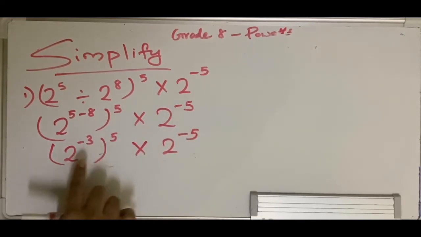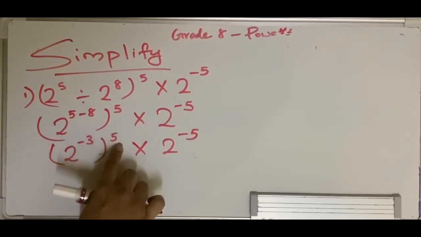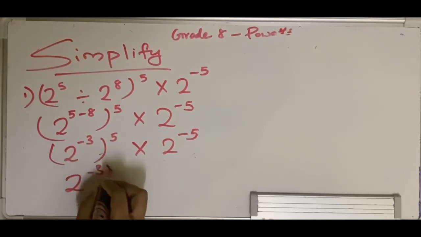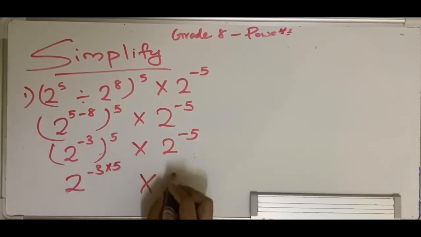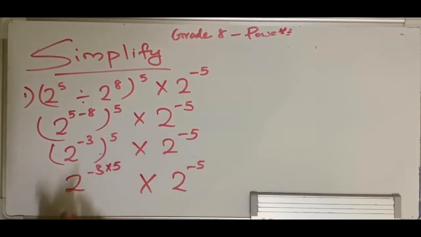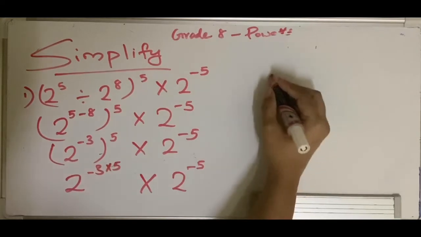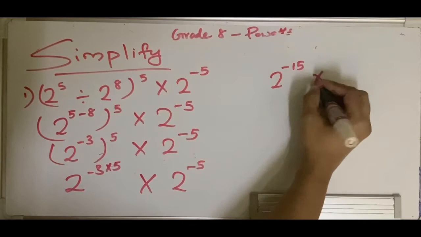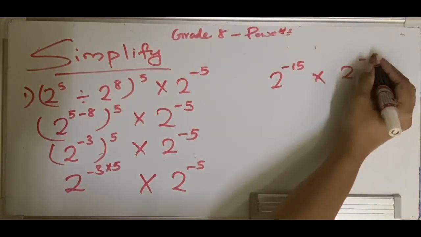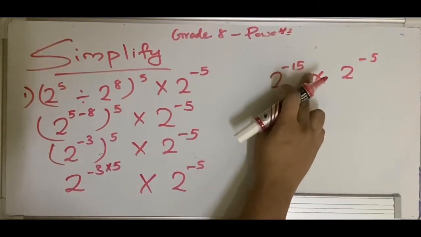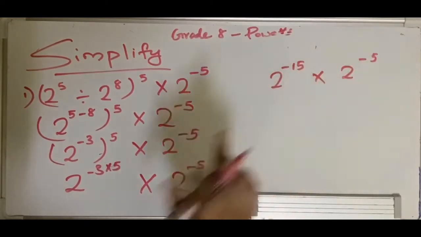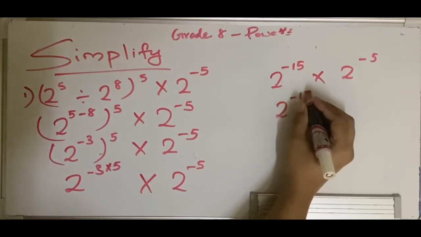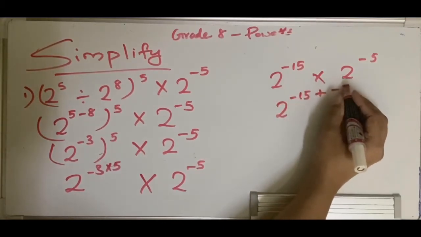Now here you know that it is a raised to m whole raised to n, which will be a raised to mn. So it will be 2 raised to minus 3 times 5. And then you have this exponent, and 2 raised to minus 3 times 5 would give me 2 raised to minus 15 times we have again 2 raised to minus 5. So this becomes the form a raised to m multiplied by a raised to n, which will be a raised to m plus n.